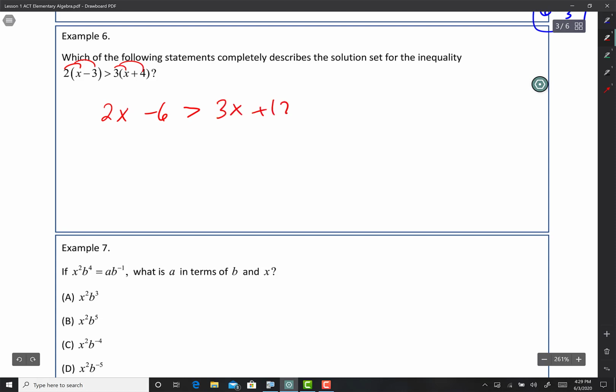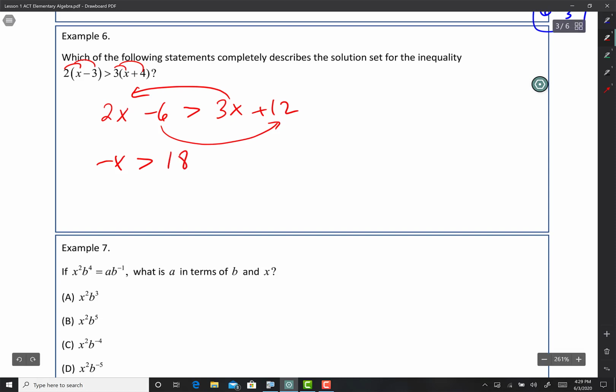3x plus 12. As you can see, we haven't done anything crazy, guys. We haven't needed the calculator lately. I'm going to move all the x's to one side. So when I move that to the other side, I'm going to subtract 3. So 2 minus 3 is going to be a negative x. And then when I move that 6 to the right, it's going to be plus 6. So negative x is greater than, and then 12 plus 6, what's that, 18?